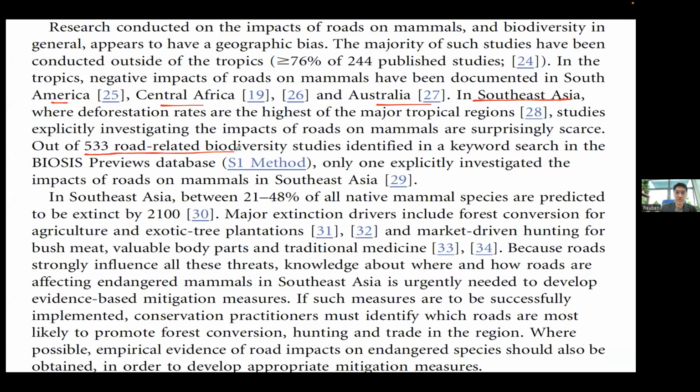Out of 533 road-related biodiversity studies, only one explicitly investigated impacts of roads. So this is where you introduce a problem. It's a problem statement. There are so few studies quantifying the impact of roads in Southeast Asia, and that's why this paper was quite novel. And then in Southeast Asia, you start to elaborate on what's happening. Again, this is how a good introduction might look.